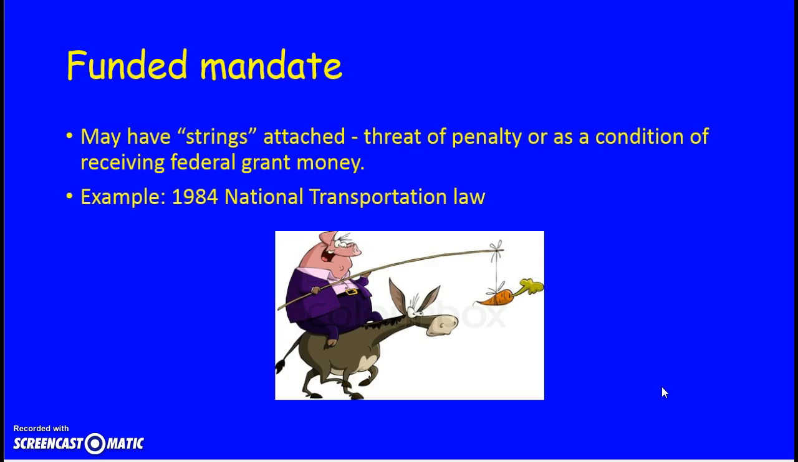An example of this is the National Transportation Law of 1984 that penalized states whose legal drinking age was lower than age 21. South Dakota challenged this, saying that setting the drinking age is a reserved power of the states. The federal government shouldn't be involved with that. But the court said that the national government could encourage states to set the drinking age at 21 by threatening to cut their highway construction funds. So it was sort of like, you don't have to do this, but if you don't, you're going to lose money. So funded mandates give money to the states, often with strings attached.